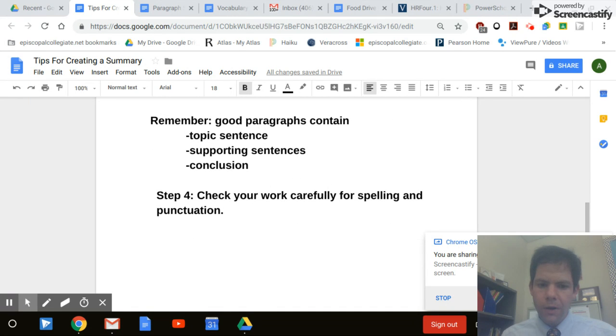And then step four, I want you to really be careful about checking your work carefully for spelling and punctuation when you write your paragraphs. Sometimes we forget to go back and ask ourselves if the work that we have finished is as good as it can be in every way. And one way to do this is to check your work for spelling and punctuation. So this is just a little overview on writing a summary paragraph.